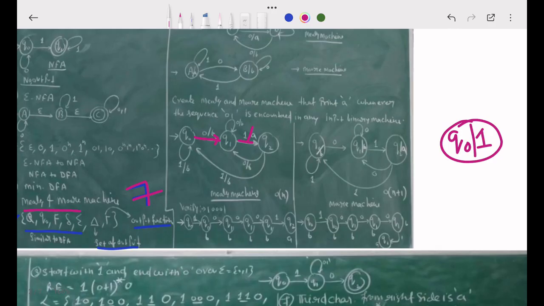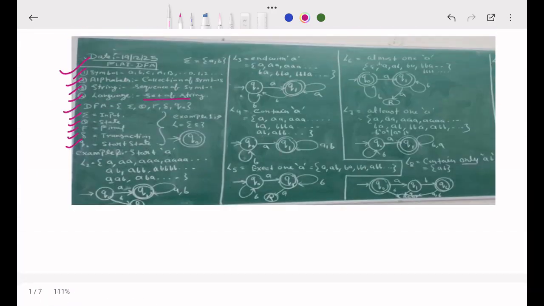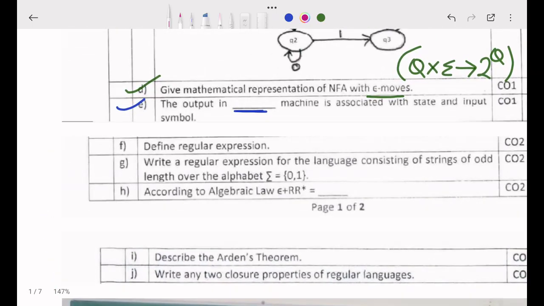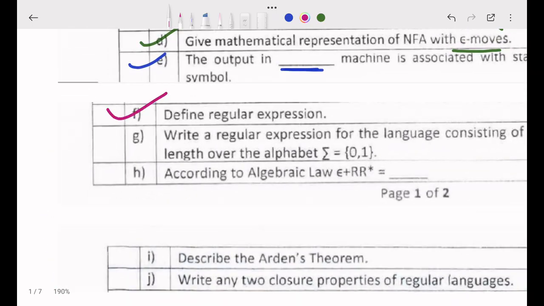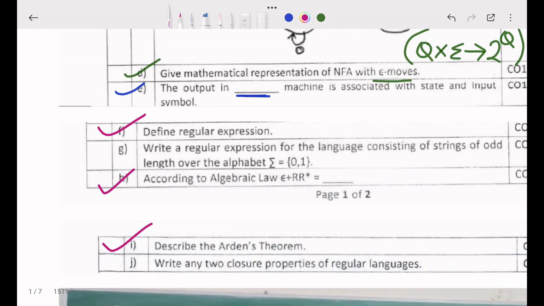Later I will explain one simple example so you can easily understand. So this is the question number. Now next, what is the regular expression? This question and this question and this question I will show in one board presentation. Okay, all these questions and also this one.